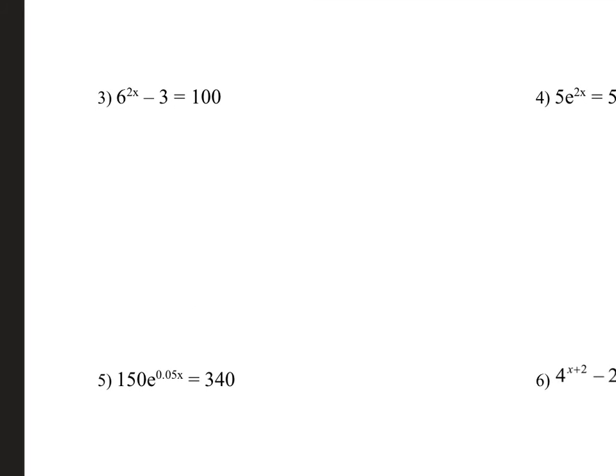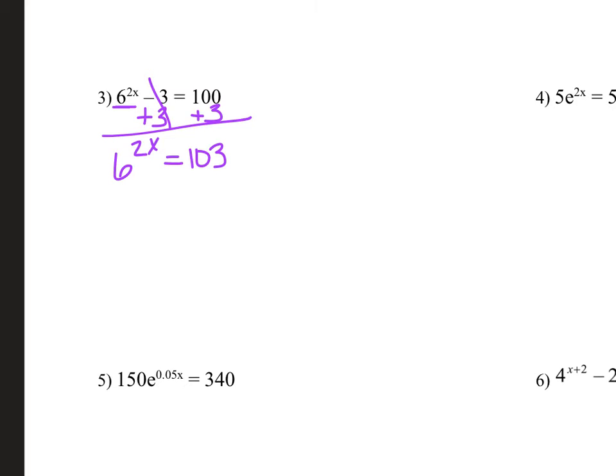All right, let's just do a few more examples and see how this goes. Hopefully it goes okay. Isolate. 6 to the 2x is not by itself. We have a 3. Get rid of the 3. Okay, and now it's isolated.